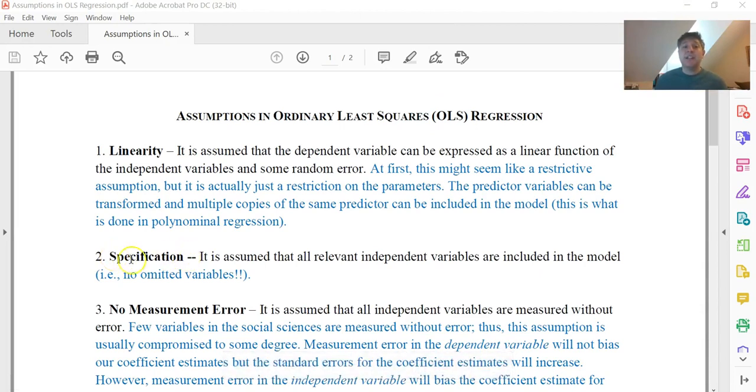So the next assumption here is specification. We assume that the model is correctly specified. In other words, that we've included all the relevant independent variables in the model. You might hear this also called omitted variable bias: if we omit an important predictor variable, then that biases the coefficient estimates for the other variables in the model.